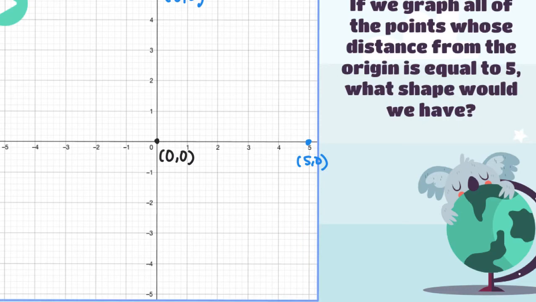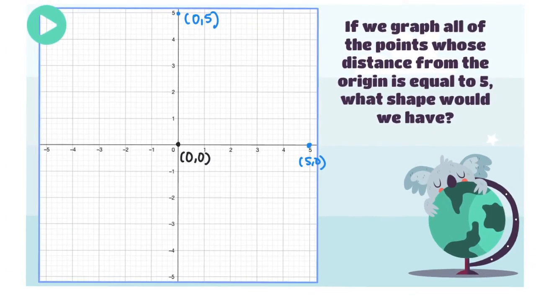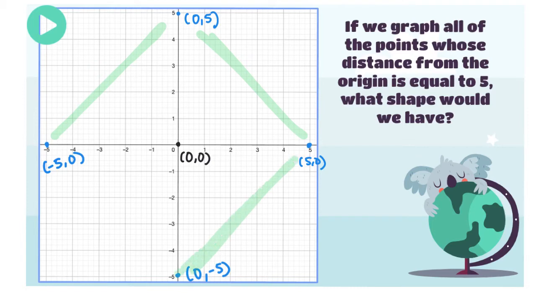We could have another one over here at -5, 0. And we could have another one down here at 0, -5. But that kind of leads us to feel as though maybe this would be some type of square or diamond shape.